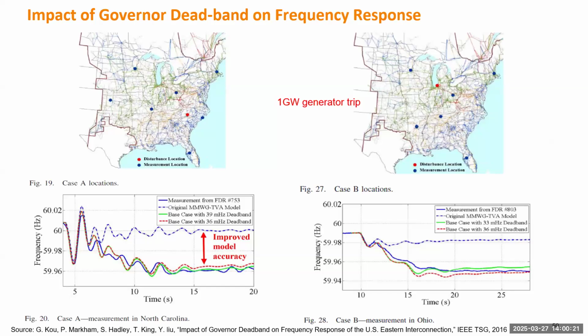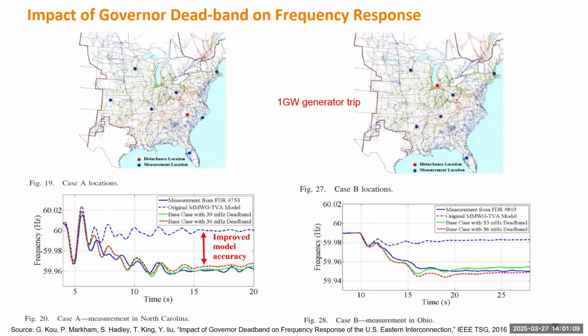These slides show another example of the existence of the dead band. That's from a paper published by Professor Liu's group. This paper did a very interesting study because Professor Liu's group has the newest MMWG model, modeling the EI connection. So in the model, you have detailed governor settings parameters, and you can use the model to simulate the event. And also they maintain the FNET devices to collect the measurement data on the frequency disturbance. So they can compare the simulation result to the measurements.